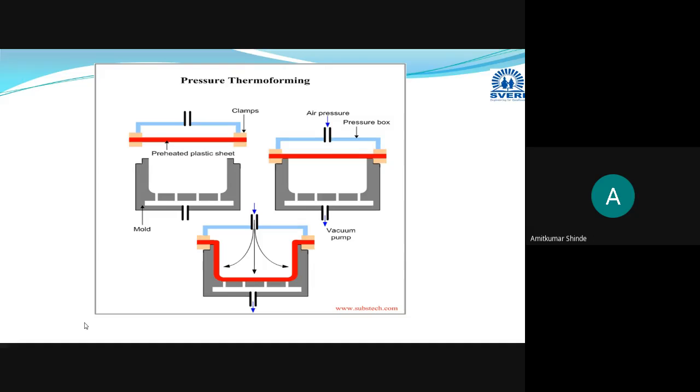Thermoforming: the plastic sheet obtained at the end of the calendaring operation, on that plastic sheet we are going to apply heat and force to convert it into the desired 3D shape. This process is termed as thermoforming.